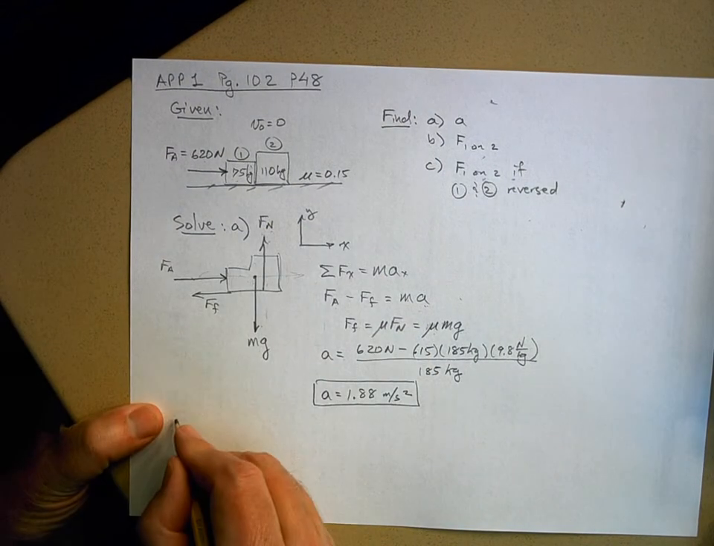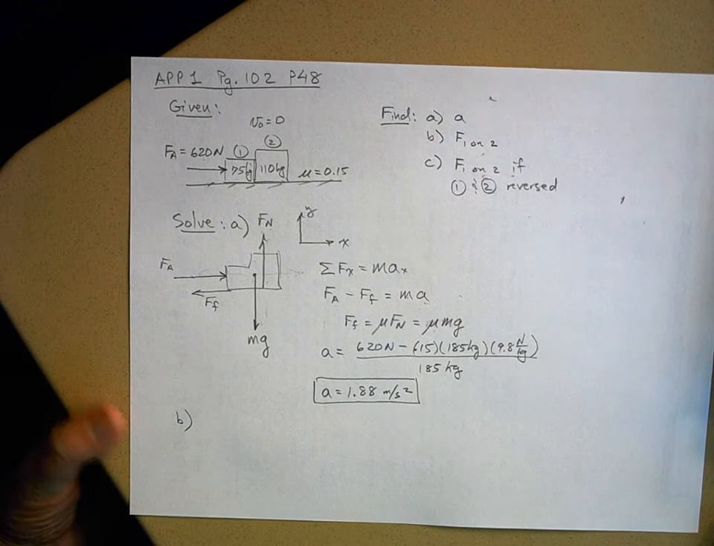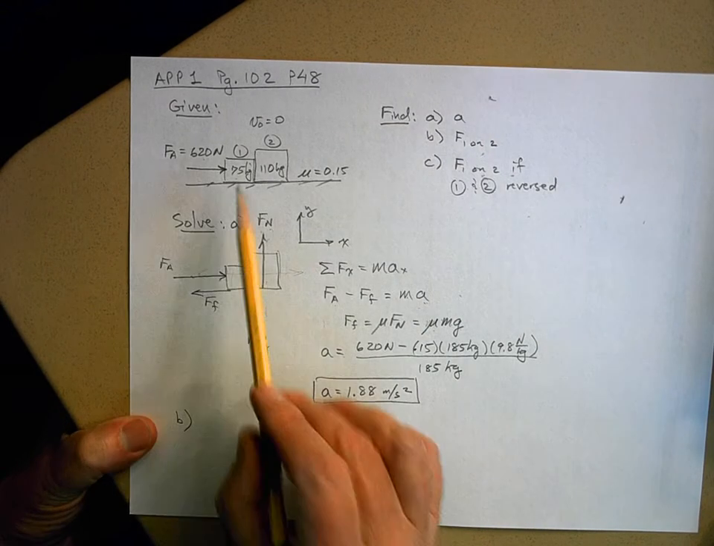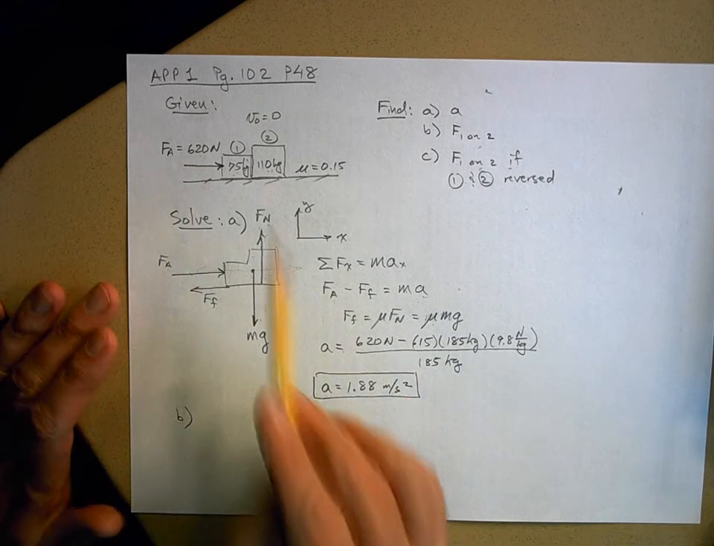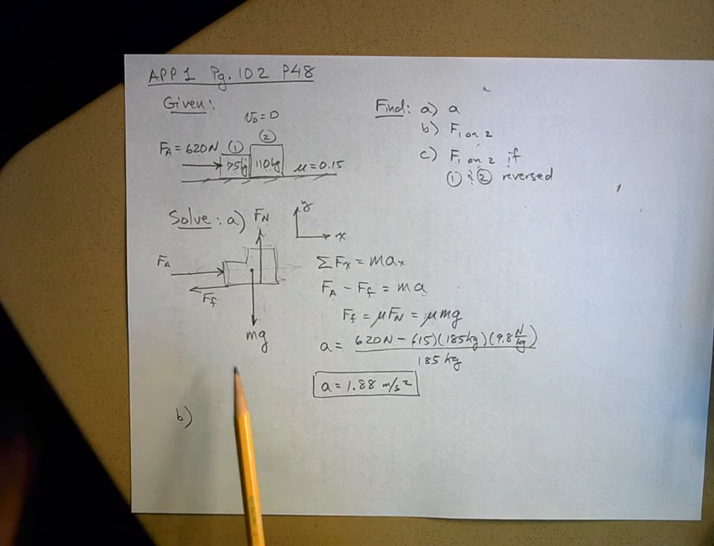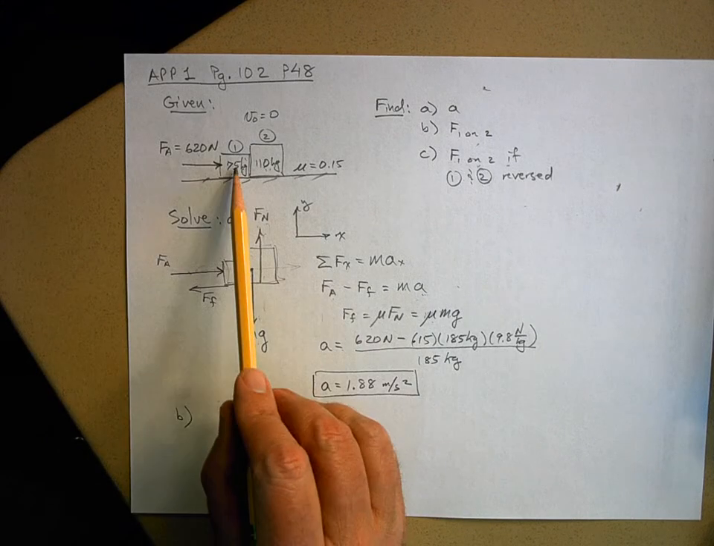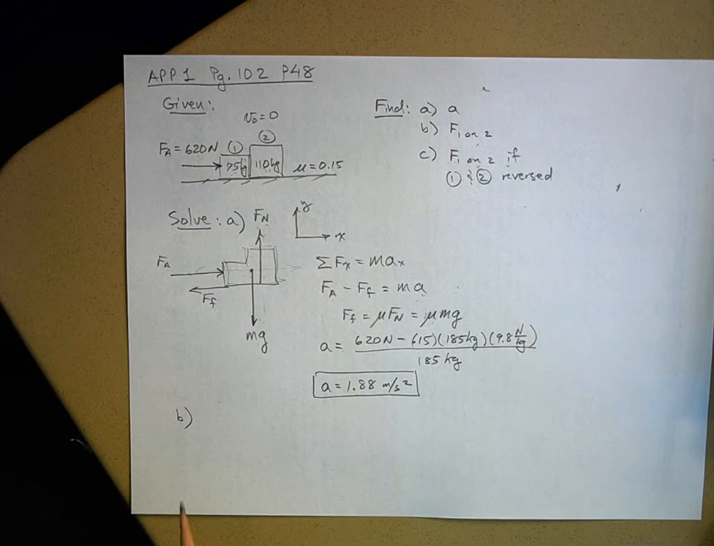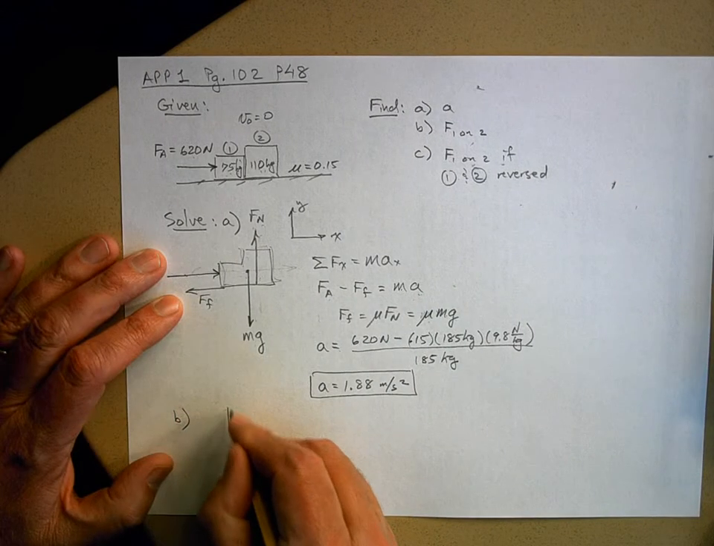Now for part B, we want to know what are the forces between these two. So now what I'm going to do is this. These are two separate objects, but I combine them into one object when I want to know what the overall acceleration was, because both masses were being accelerated together, so I could do that. But now I want to know, hey, how much does 1 apply to 2? So I'm going to draw a free body diagram of object 2.